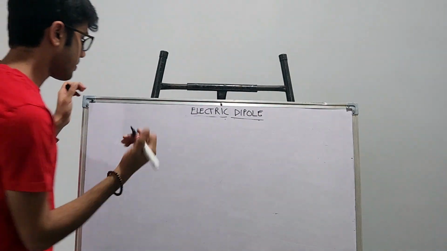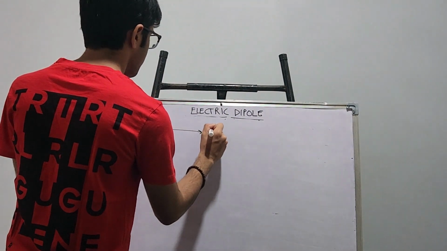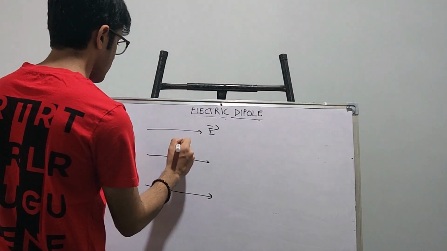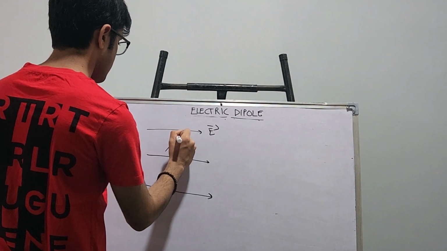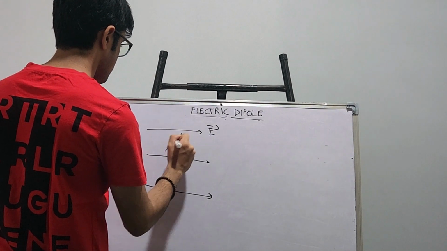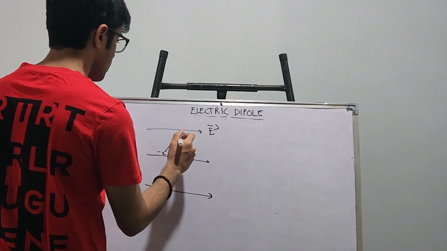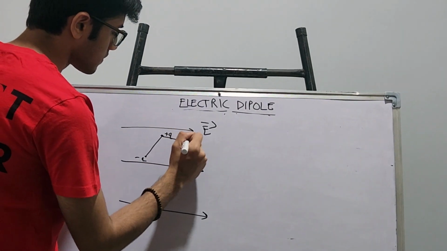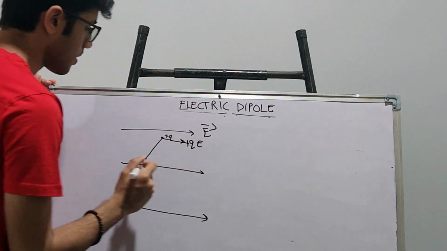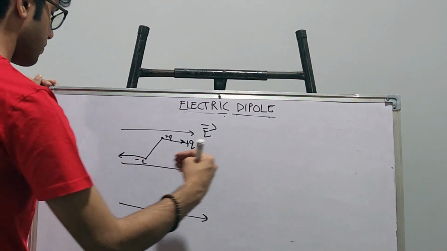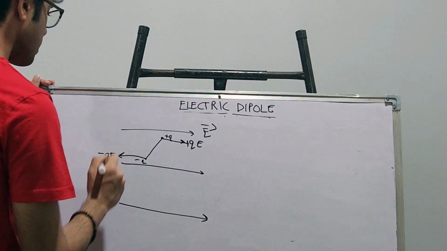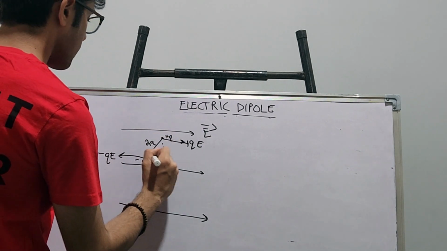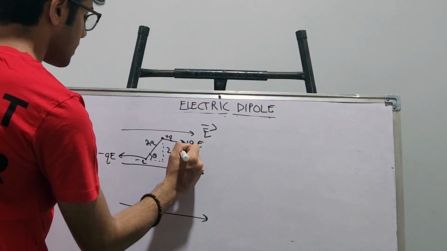Now let's see this. If this is the electric field and this is our dipole, this is, let's say, plus q, and let's say this is minus q. So the force exerted on this point would be in the direction of the electric field, and this force would be equal to plus QE. The force exerted on this point would be opposite, so this is minus QE. The distance between the electric dipoles we know is 2a. If this is theta, so this would be 2a sine theta.